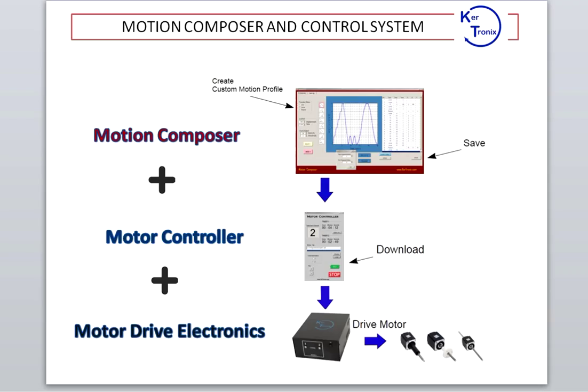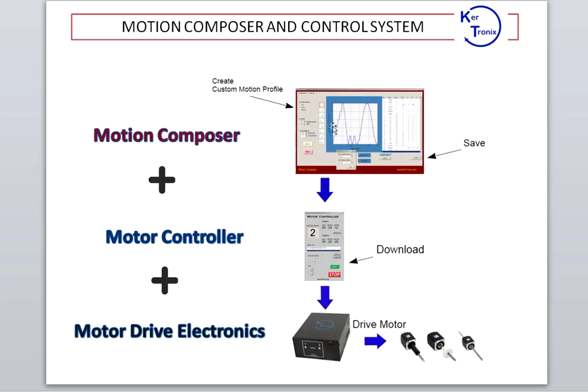Our motion solution is comprised of two Windows apps and a motor drive electronics box. The first Windows app is called Motion Composer, and it's used to design and create custom motion profiles. The second app is called Motor Controller. It accepts files from the Motion Composer application and downloads them to the motor drive electronics, which then drives independently up to 2 indexing motors.